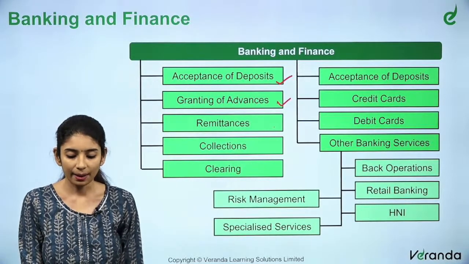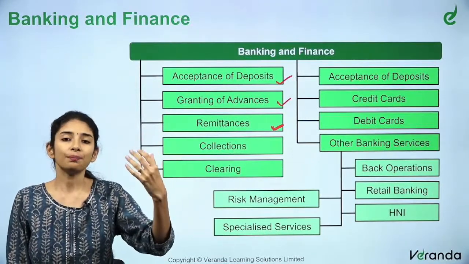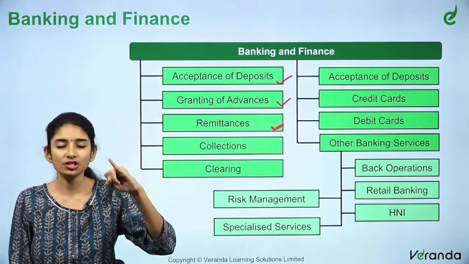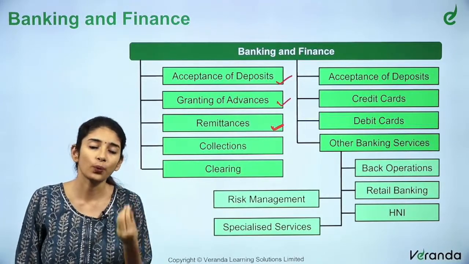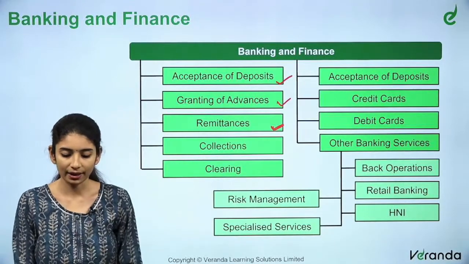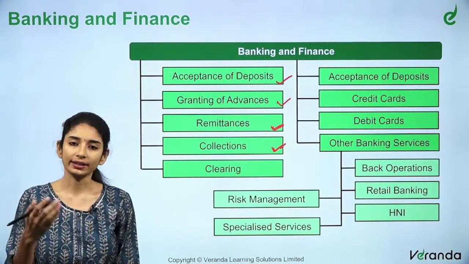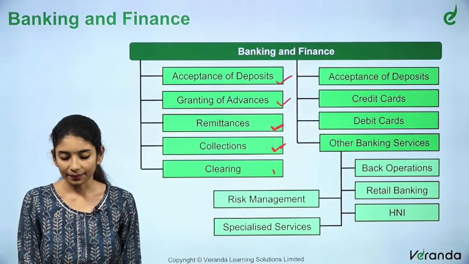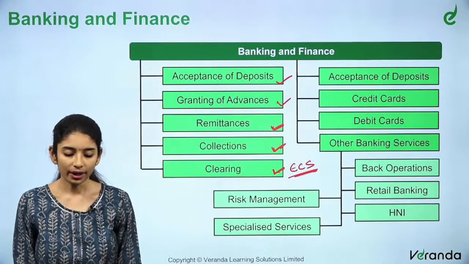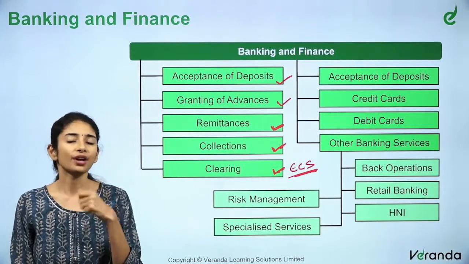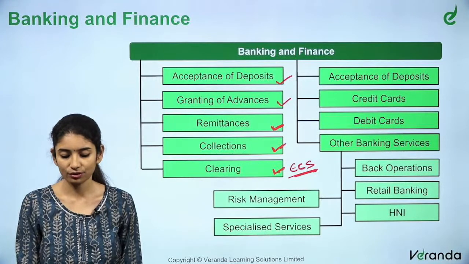Next is remittances. What is the meaning of remittances? Transfer of funds from one account to another account. Banks provide the platform for RTGS, NEFT and IMPS. I have all these facilities or ways to transfer money from one account to another. Collections: banks help in collecting checks and collecting payments on behalf of customers. Clearing: banks have a clearing system, the electronic clearing system, ECS. Through this clearing system, they help in transferring funds, clearing or settling accounts.